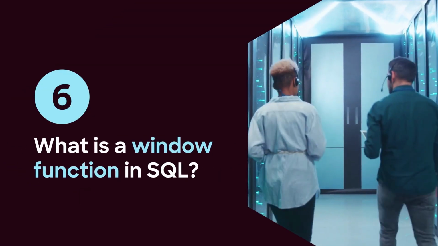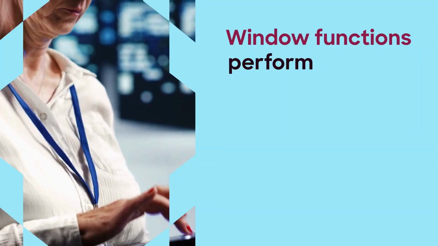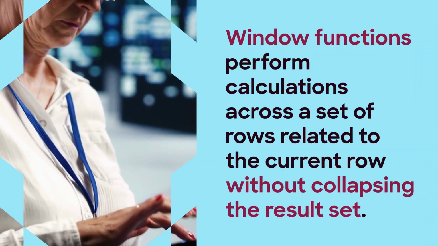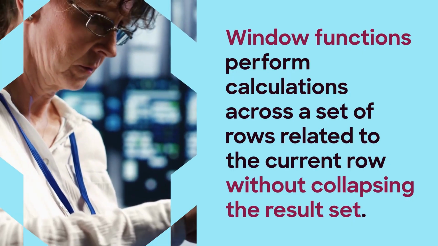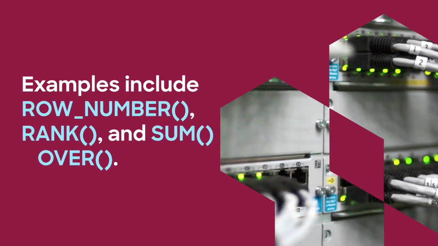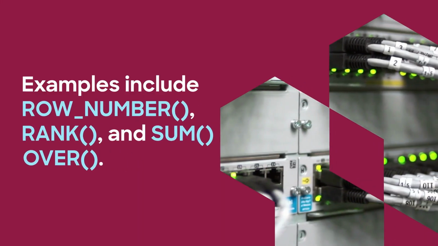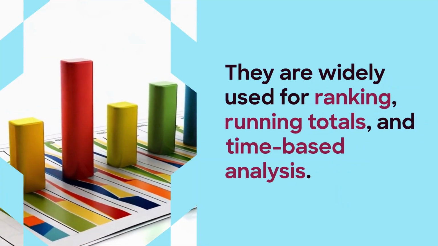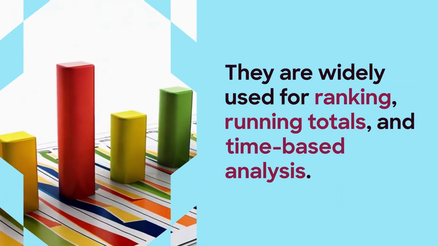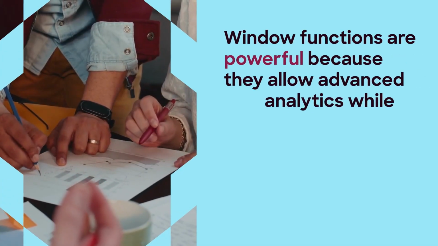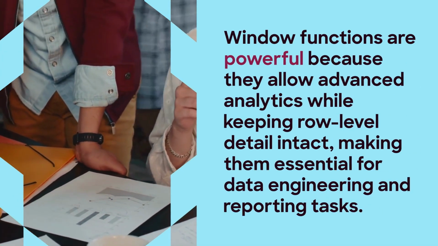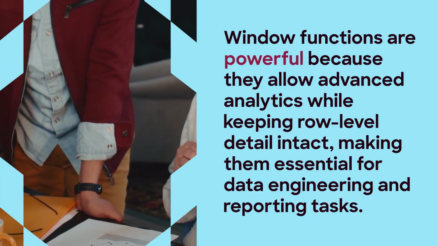6. What is a window function in SQL? Window functions perform calculations across a set of rows related to the current row without collapsing the result set. Examples include row_number, rank, and sum over. They are widely used for ranking, running totals, and time-based analysis. Window functions are powerful because they allow advanced analytics while keeping row-level detail intact, making them essential for data engineering and reporting tasks.